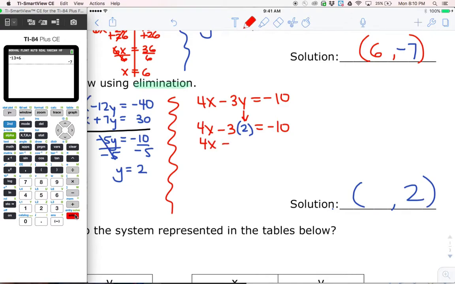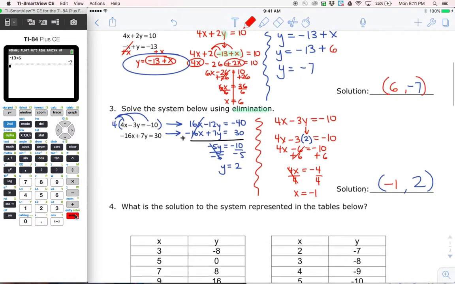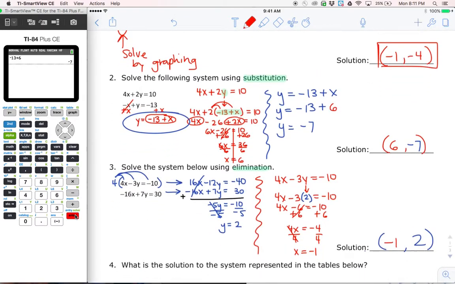So we've got 4x minus 6 equals negative 10. I'm going to add 6 to both sides. So I get 4x is equal to negative 4. And then finally divide by 4. And we're left with x is equal to negative 1. So your solution for this problem would be negative 1, 2. All right, these are the three main ways that we learned how to solve. Be prepared to solve the way that you are asked on the retest.